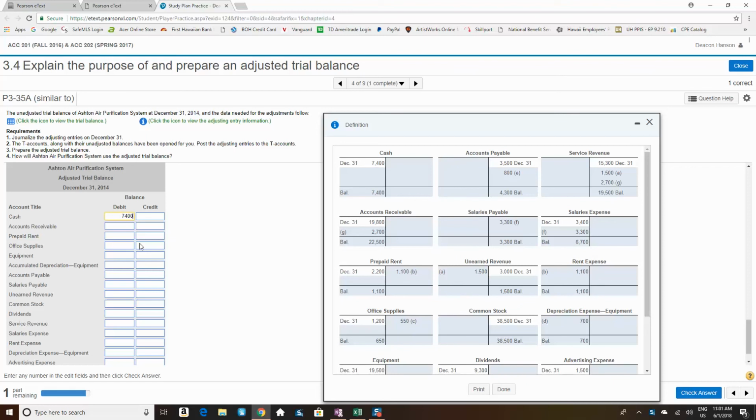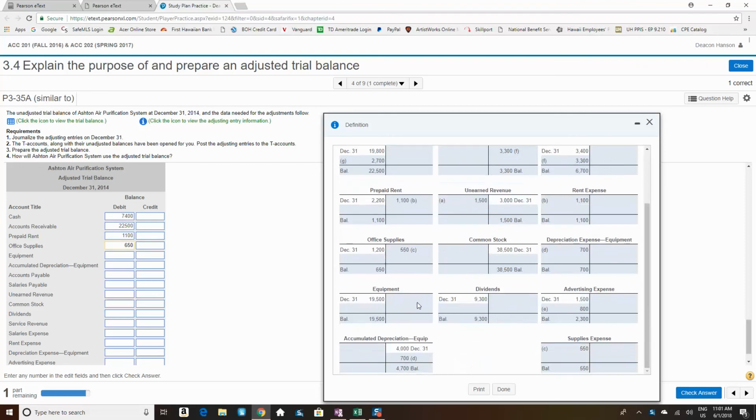Accounts receivable, 22,500. Prepaid rent, 1,100. Office supplies, 650. Equipment, 19,500. Now remember, because accumulated depreciation is a contra asset account, it has a credit balance, even though it's sitting here with the assets. So be careful, because see, it's sitting on the right side, the credit side, 4,700. I'm just pulling it from here.